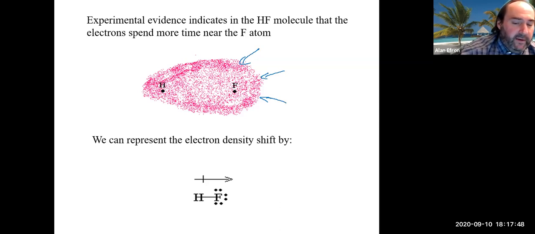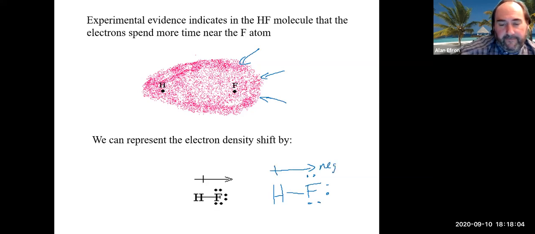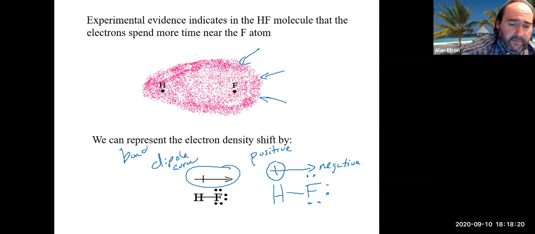Another very common way that we represent this unequal sharing of electrons is to use arrows like we see on the bottom here. And these are what are sometimes referred to as dipole arrows. It basically points to the side that is more negative in the bond. And the little back part that kind of makes like a plus sign is the side that's more positive. And these are sometimes, again, referred to as dipole arrows, or some people will call them bond dipole arrows.